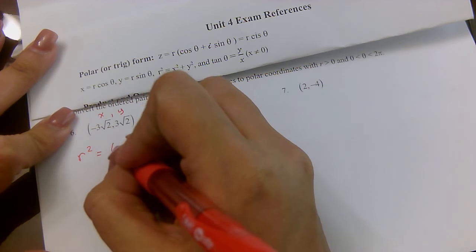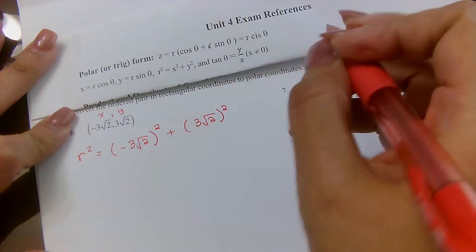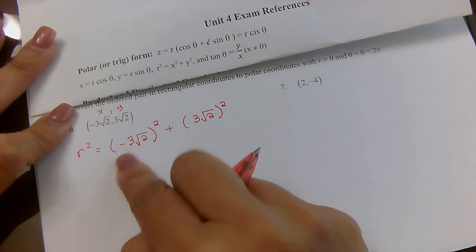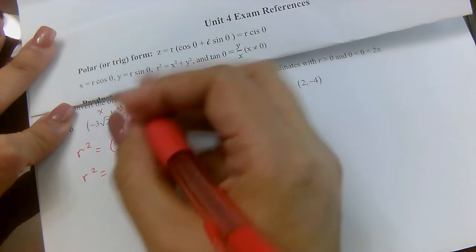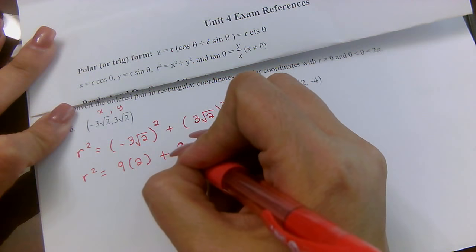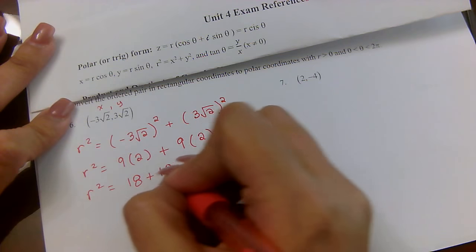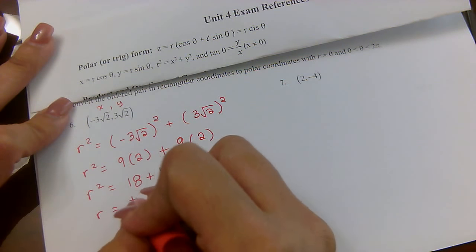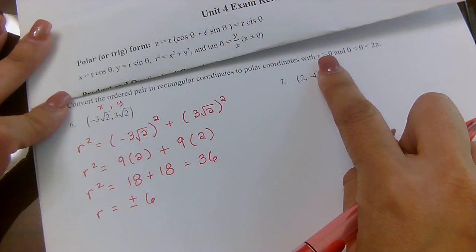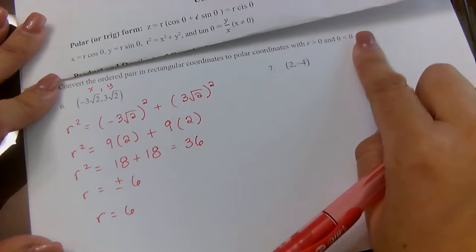So I can find r really easily. So r squared will be negative 3 square root of 2 squared plus 3 square root of 2 squared. The square applies to everything inside. So negative times negative will be positive. 3 times 3 is 9. And the square root of 2 squared is just 2. Plus 9 times 2. R squared is equal to 18 plus 18, which is equal to 36. So here, R can equal a plus or a minus 6. Our restrictions state that R has to be positive, so we're going to say R is equal to a plus 6.